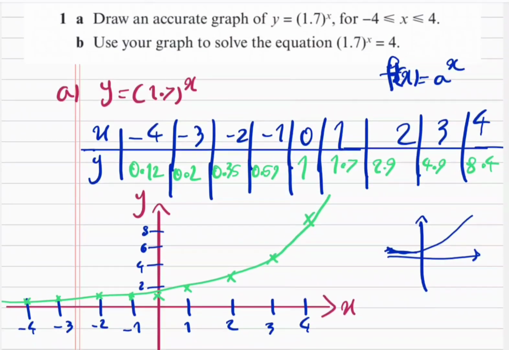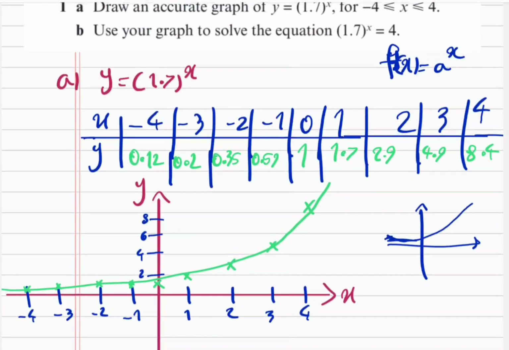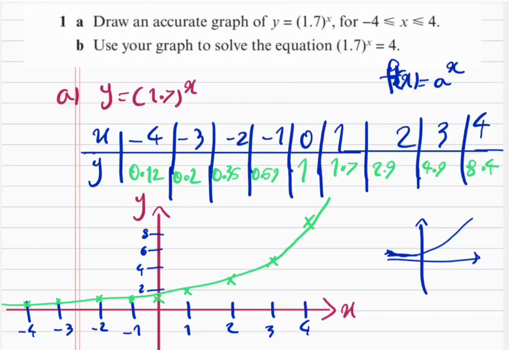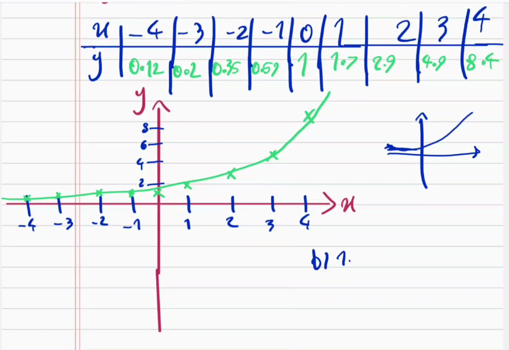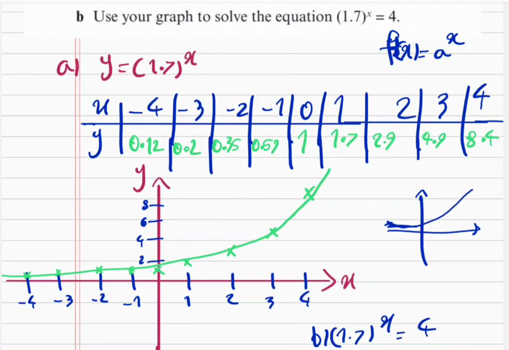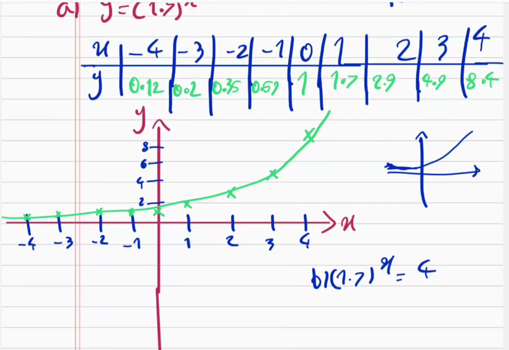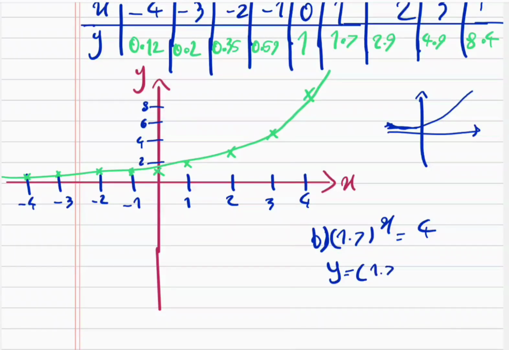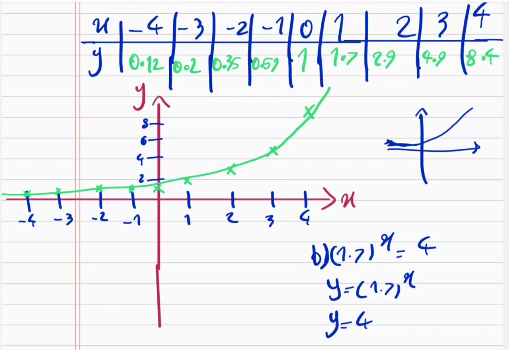Now in part B, we want to use the graph to solve the equation 1.7^x = 4. This is a very common question, where we want to solve equations graphically. Because we want to solve this graphically, we've already sketched the graph of y = 1.7^x, and now we also need to sketch the graph of y = 4, which is very simple.